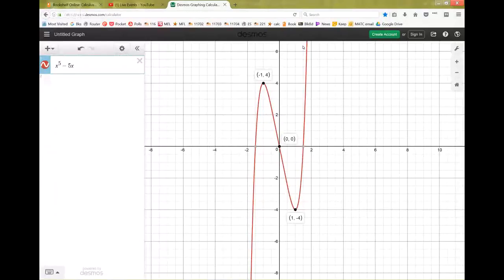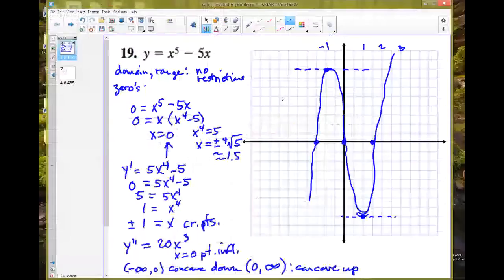So that's a pretty good example of using a number of the algebra and calculus tools at your disposal to try to find out what the function looks like. I know the graph is pretty sloppy, but hopefully you got the idea there. So let's go to number 65 now.